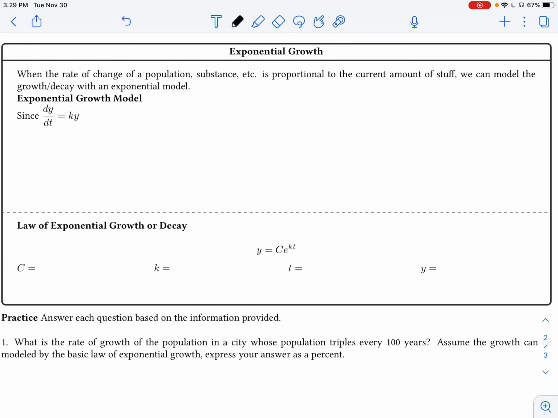We can use our understanding of how to solve a differential equation to actually derive the equation that models exponential growth. First off, what is exponential growth? It's when the rate of change of a population or some substance, etc., which I might just refer to as stuff, when the rate of change of some stuff is proportional to the current amount of stuff, we can model that growth or decay with an exponential model.